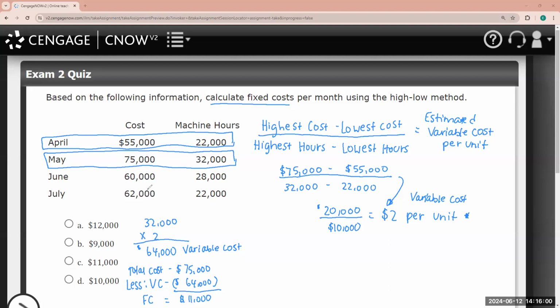All right, so this is if we use the highest cost and the highest machine hours. We could also use this information to determine our fixed cost if we were to use the lowest cost and the lowest machine hours. So the machine hours in the second example is 22,000 machine hours multiplied by $2 per hour. That gives us a total of 44,000 for our variable cost.